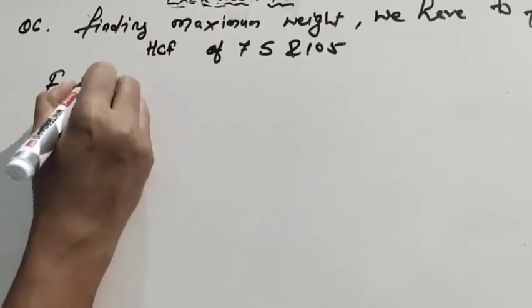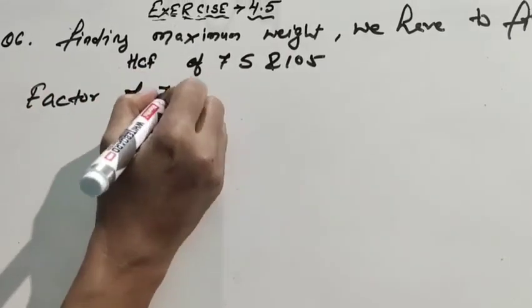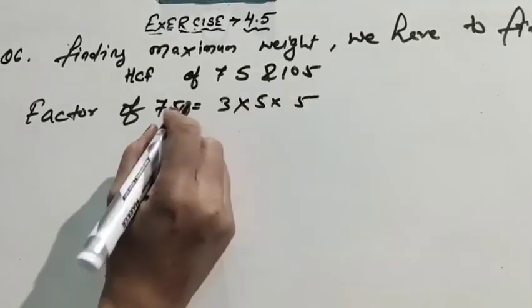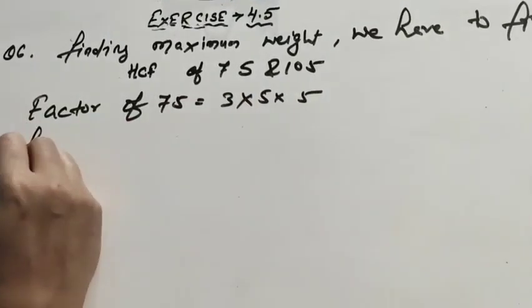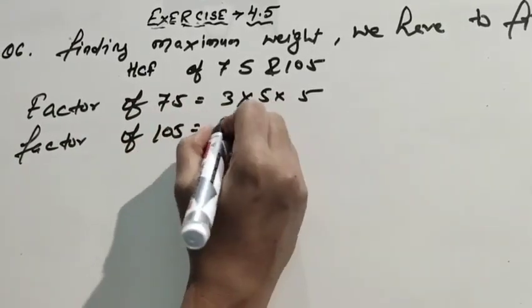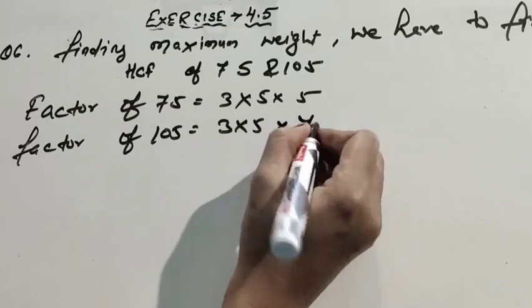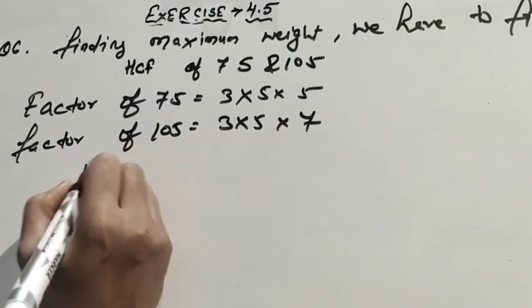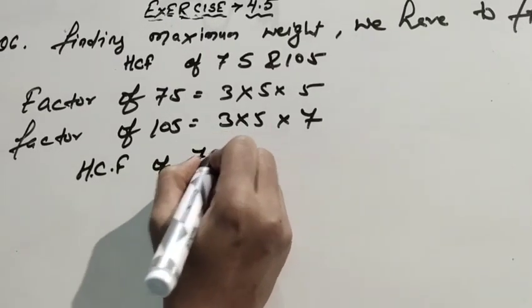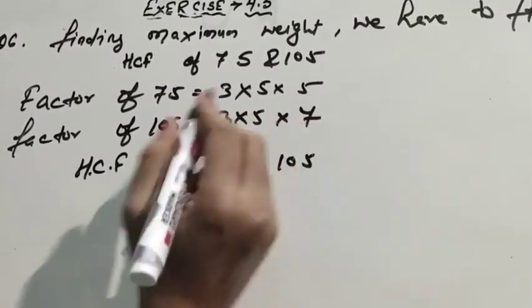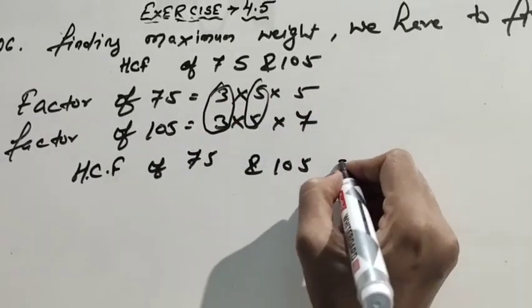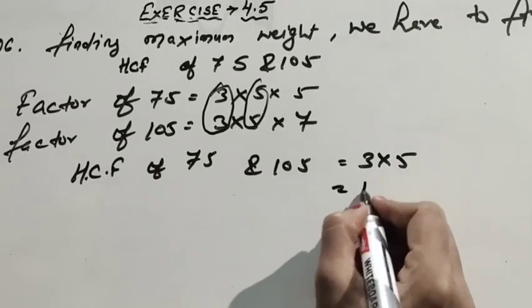Factor of 75. So you know 3 into 5 multiply 5. 3 5 is 15, 15 5 is 75. Now factor of 105, then 3 multiply 5 multiply 7. Okay. Now HCF of 75 and 105, we can find the common factor. So 3 is common and 5 is common. So 3 multiply 5, 15.